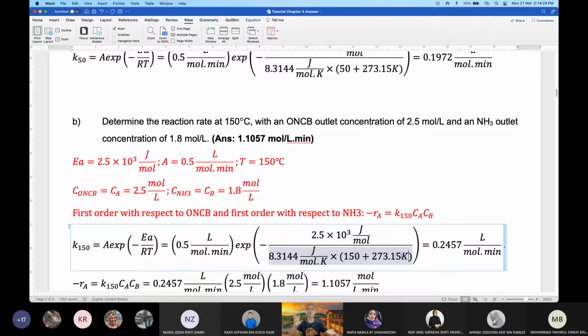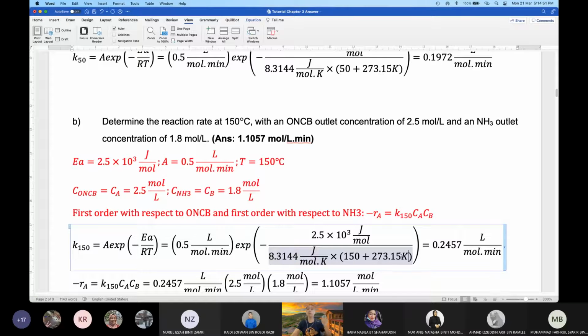Again, the temperature you have to convert to Kelvin. The other parts are all the same. EA is still the same, R is still the same, your A is still the same. Just that K changes because T changes. T changes, K changes. The rest, EA will not change, A will not change. Okay, I hope you really understand this part. When the temperature changes, the only thing that changes is K. EA will not change, A will not change.